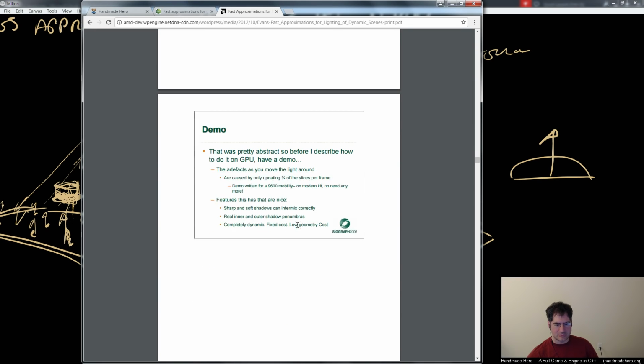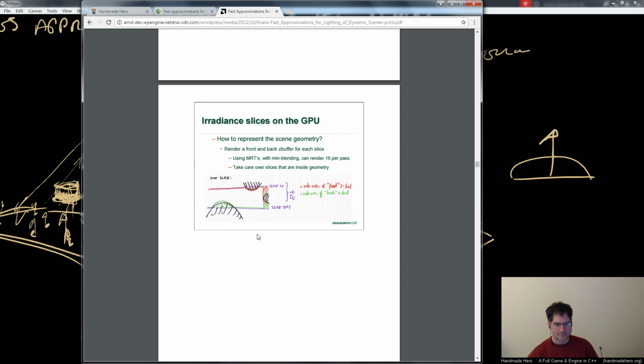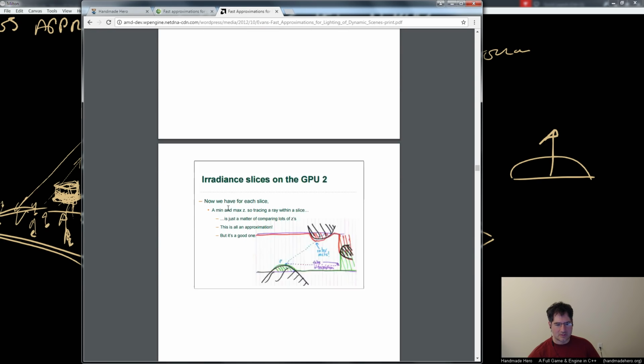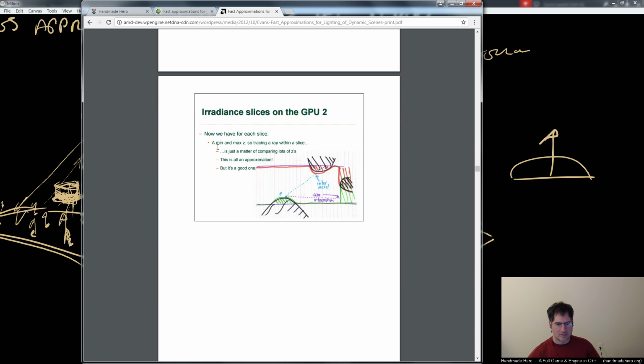Now, how they do the actual tracing, I'm not sure. Let me see here. So here you go. Render a front and back Z buffer for each slice. So that's basically taking the range to figure out what's in that slice, right? As far as geometry is concerned. And minimax Z. So tracing the slice is just a matter of comparing lots of Z's. Okay, I see. So they're basically just saying, we're trying to ray trace in a slice.